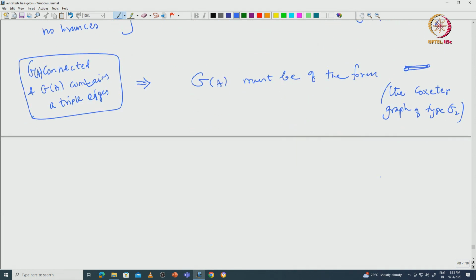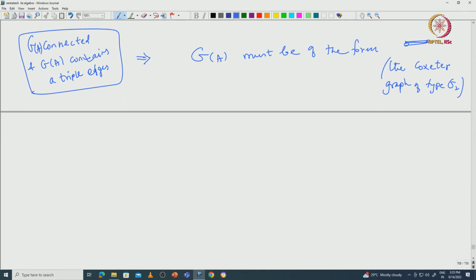So, now what are all the options? Now, it can have multiple edges, but it cannot have triple edges. It can have only double edges. So, double edges and branches. In case it has a double edge, let us say G contains double edges.